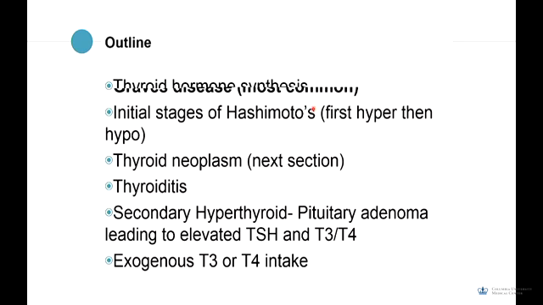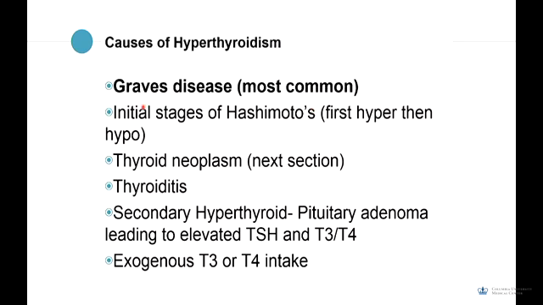All right, so now we're going to move on to pathology, and we'll start off by talking about hyperthyroidism. So what are the causes of hyperthyroidism? Graves' disease is the most common cause. You can also get the initial presentation of Hashimoto's, where you're destroying your thyroid and releasing a lot of hormone into your circulation, but then once you destroy enough of your thyroid, you become hypothyroid. It can also be caused by thyroid neoplasm, thyroiditis, or secondary causes like pituitary adenoma. It can also be caused by exogenous T3 or T4 intake. So if the question stem has a patient who is trying to lose weight, you want to think about whether or not they're taking in exogenous T3 or T4.